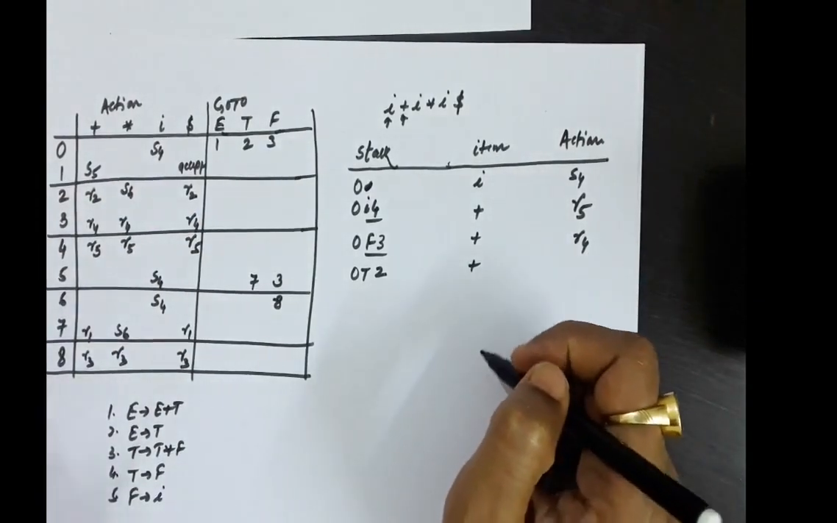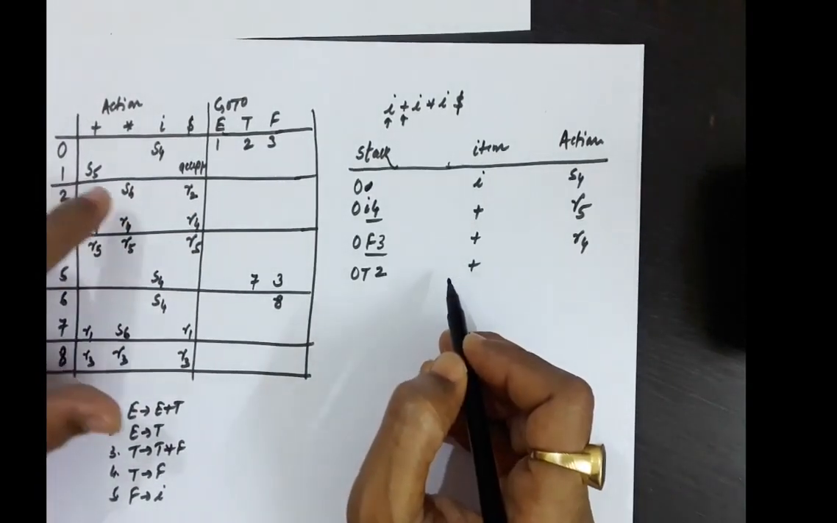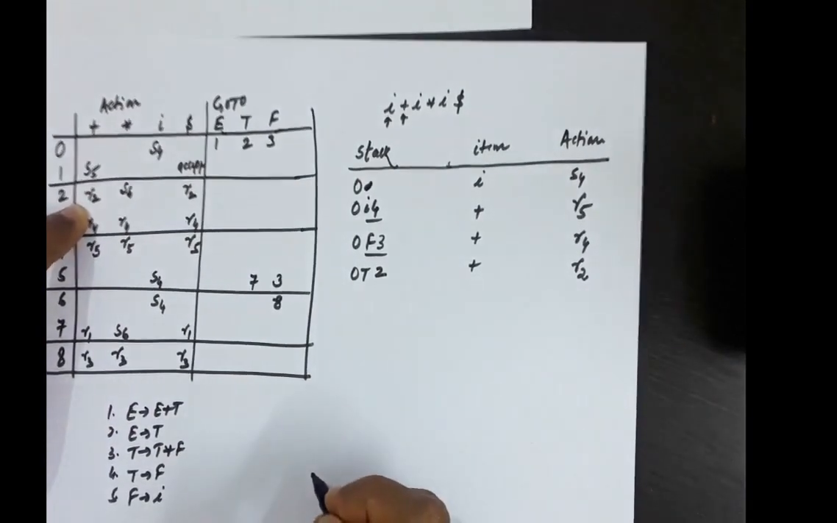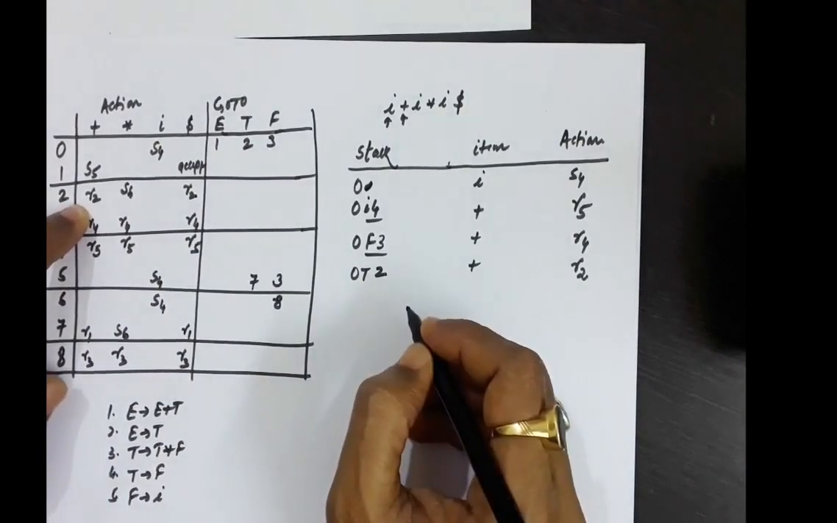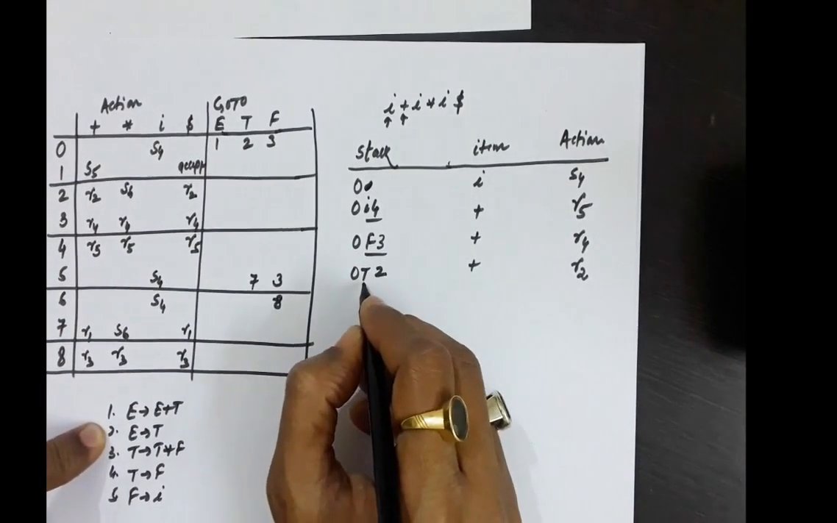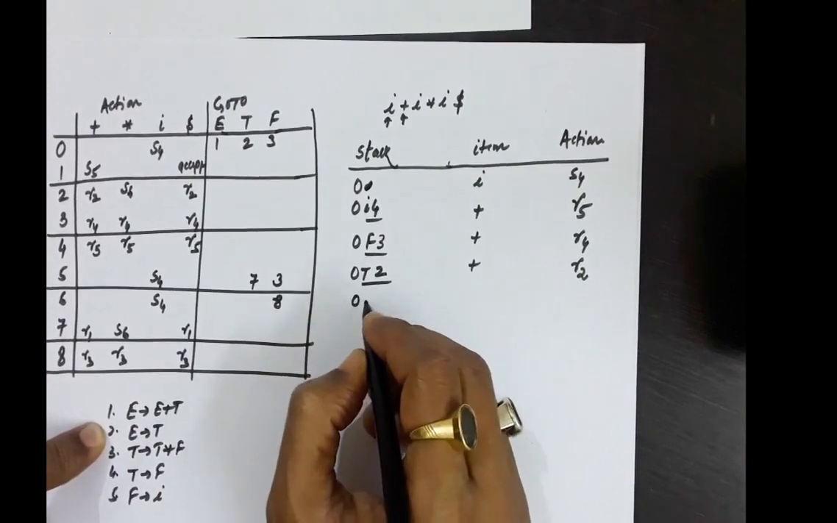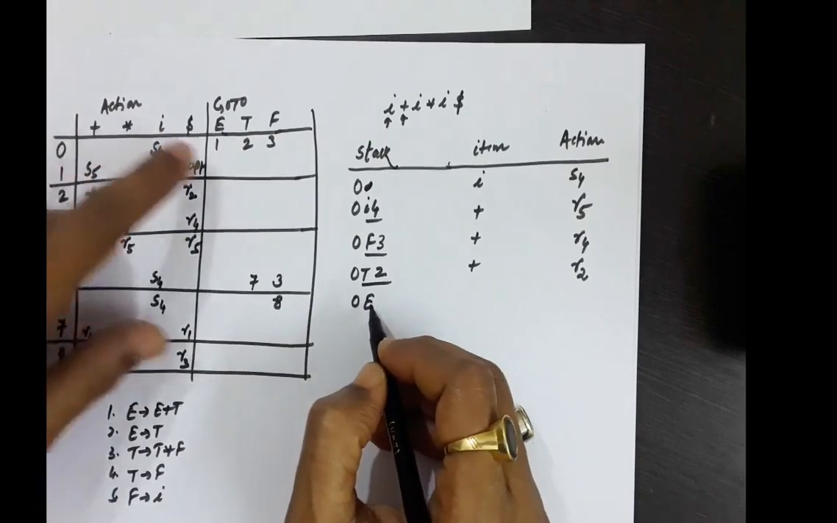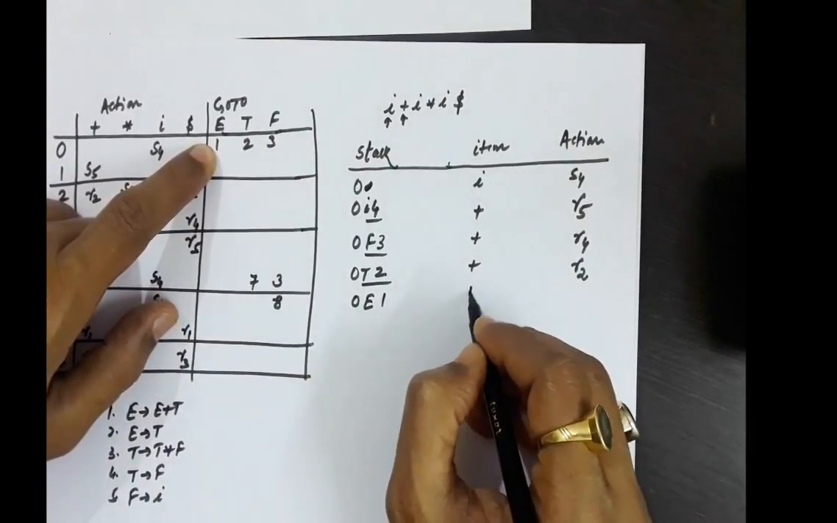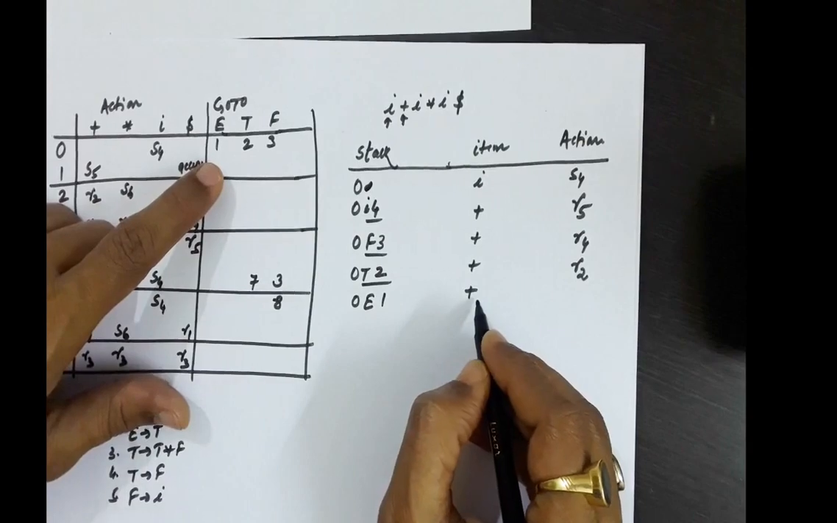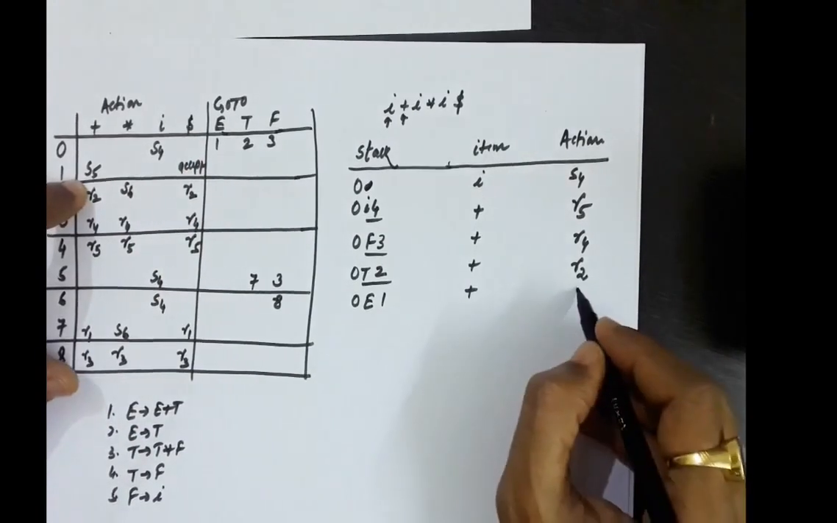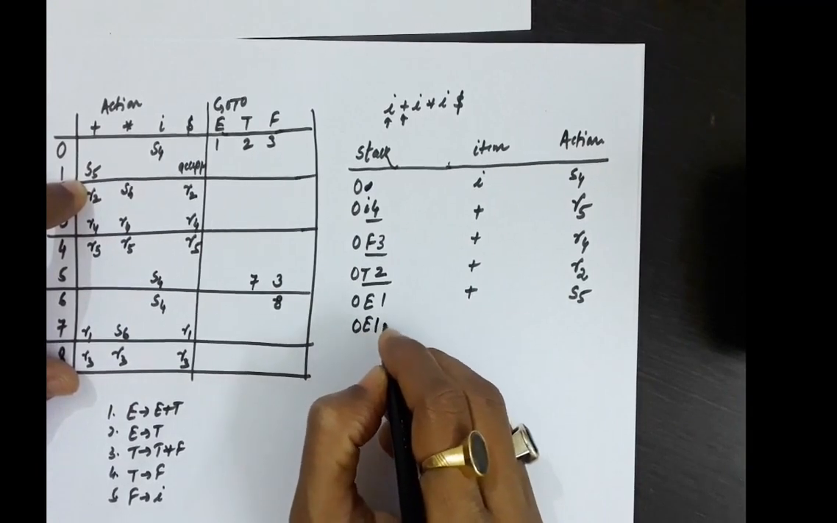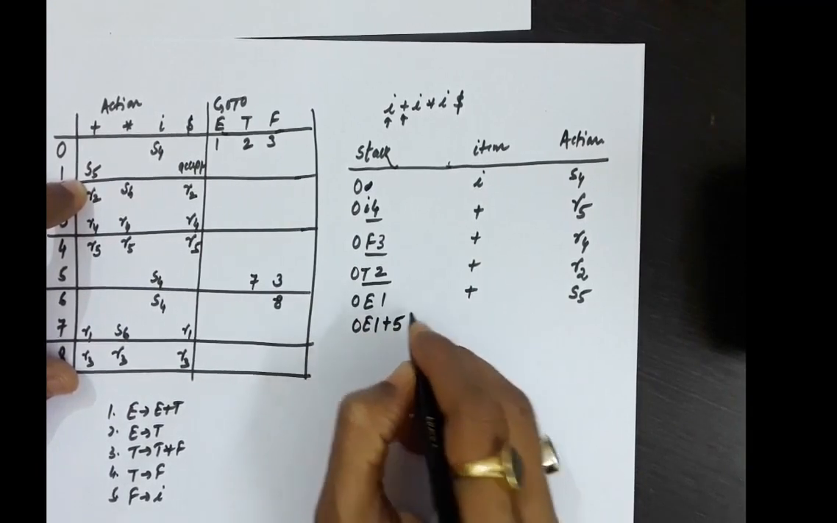Okay. Now we're going to see 2 plus. 2 and plus is R2. So you are again going to reduce it by the production number second. The second production is E produces T. So two symbols on the stack will be converted to the left hand side of the production, that is E. Now you have 0E. 0 in E is 1. And then 1 plus. 1 plus is S5. It means you have to shift this plus symbol on the stack. So plus symbol is shifted on the stack and the rule number is 5.